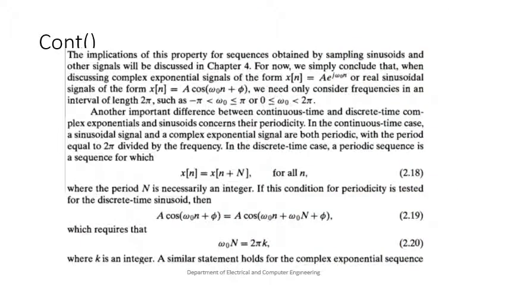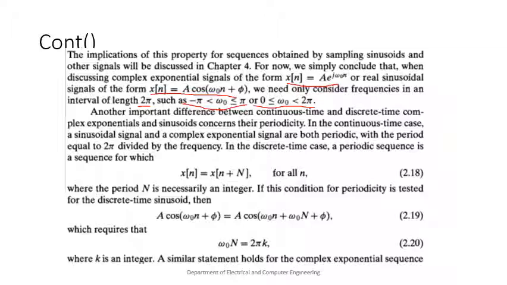We are going to talk about these indistinguishable signals in chapter number 4. For now, we simply conclude that when discussing complex exponential signals, or a real sinusoidal signal of this form, we only consider frequencies in a limited range. We know that a signal is indistinguishable after 2 pi, so we consider frequencies between minus pi to pi or between 0 to 2 pi. We do not take 3 pi, 6 pi, 4 pi.